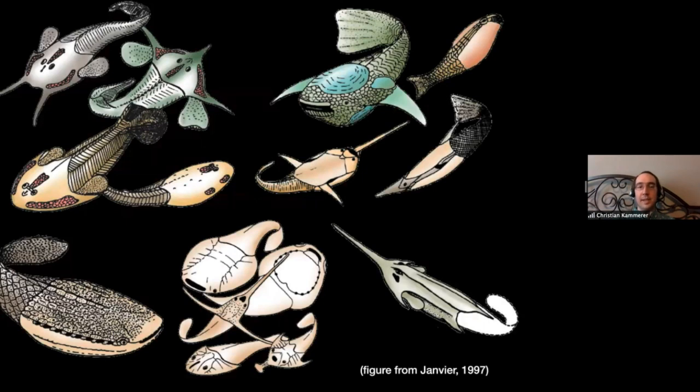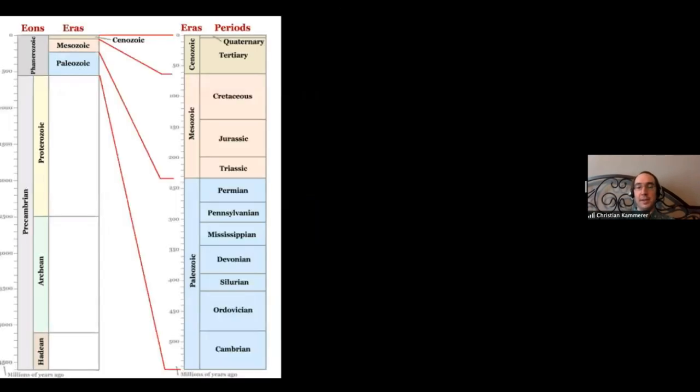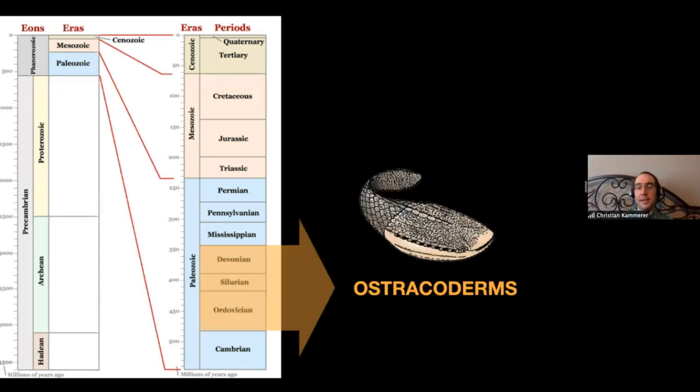Really extensive morphological and species diversity in these extinct jawless fish from the Paleozoic era, which had their greatest diversity between around 450 and 350 million years ago, which is spanning the Ordovician through the Devonian. And so these extinct jawless fish are collectively called the astracoderms, even though it's not a natural group, it's just sort of an informal term for all of these bony jawless fish.